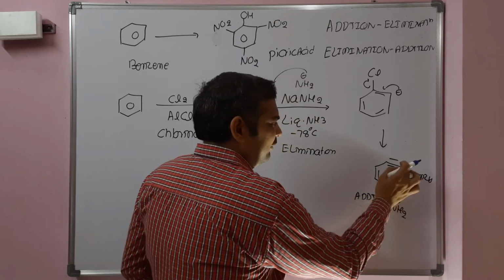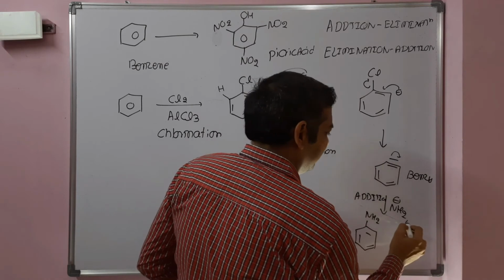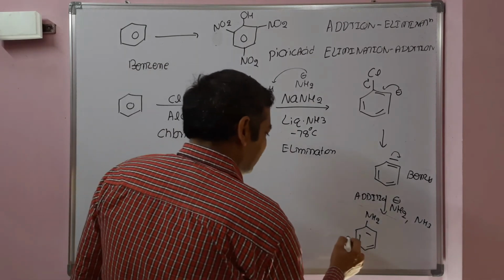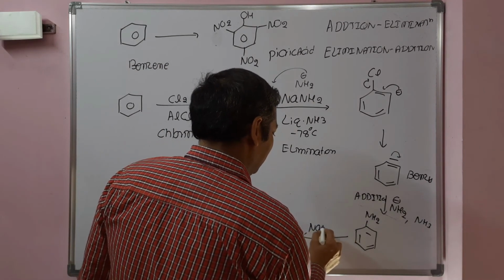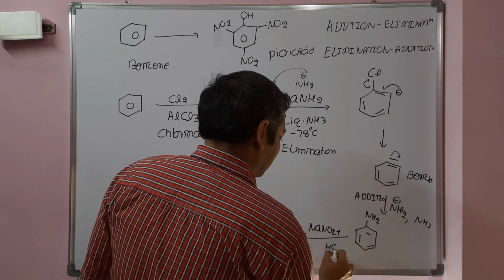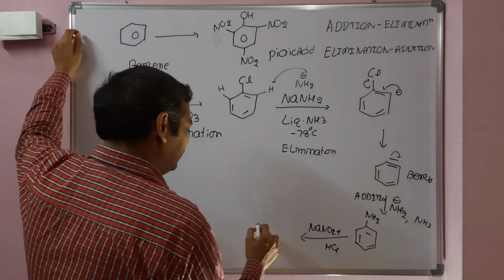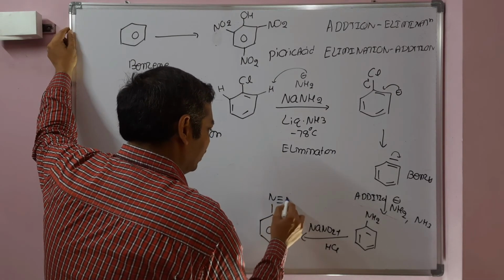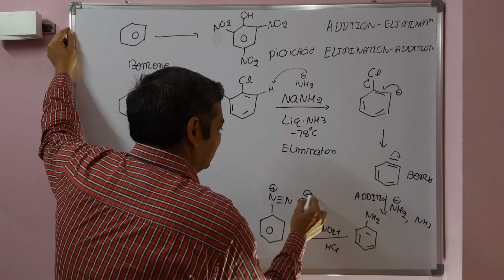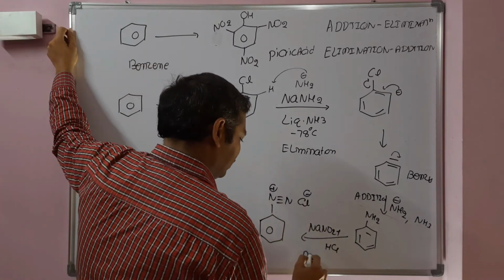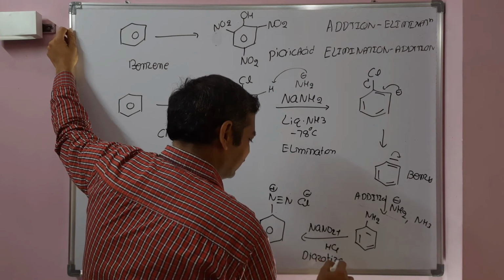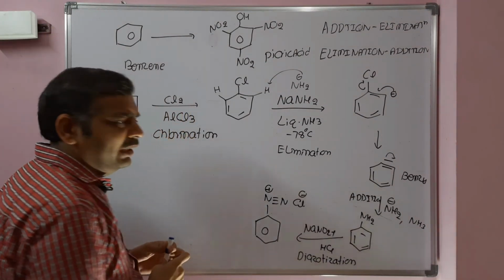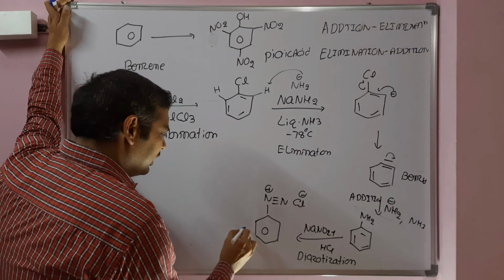Again we get a carbanion here, and treating with ammonia, following the two steps I have written, aniline will be obtained. The aniline reacts with sodium nitrite plus hydrochloric acid to give benzene diazonium chloride. This is a diazotization reaction.